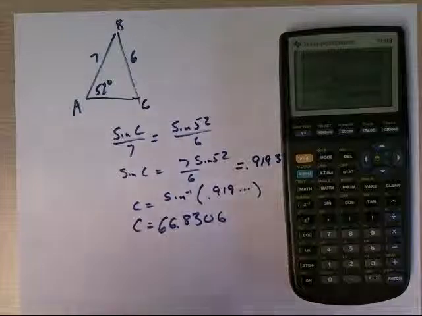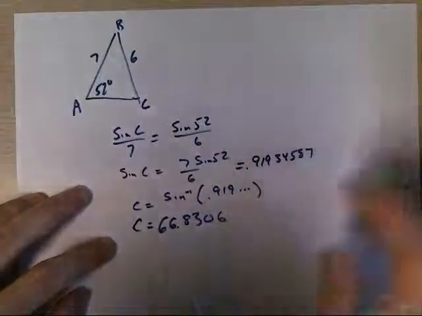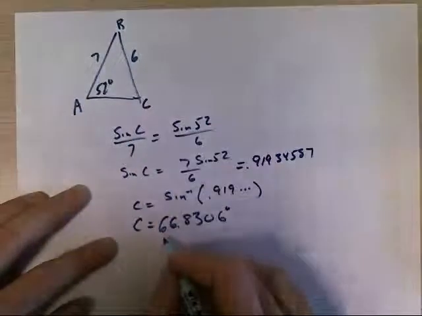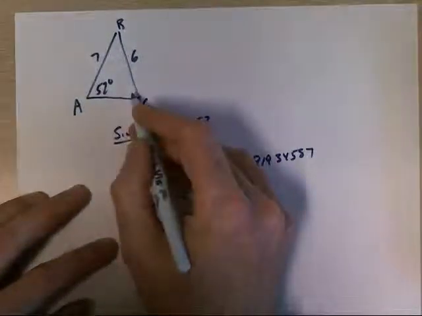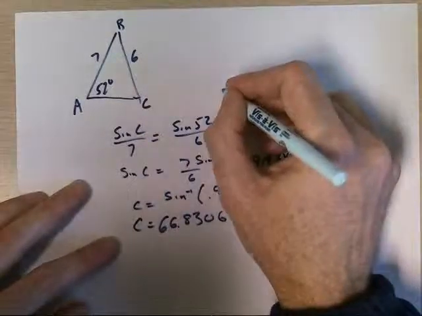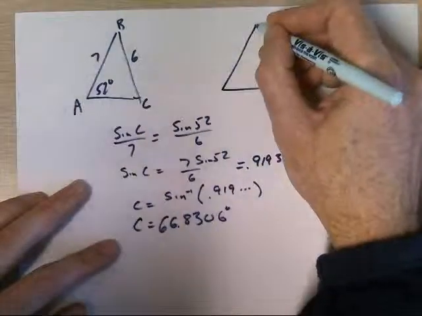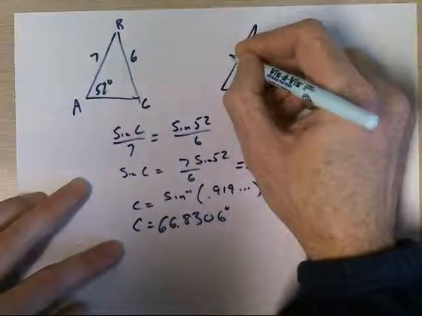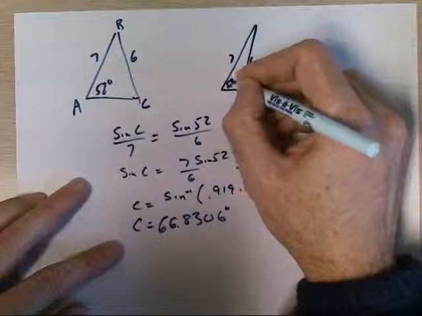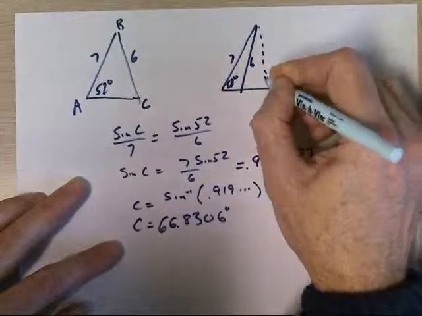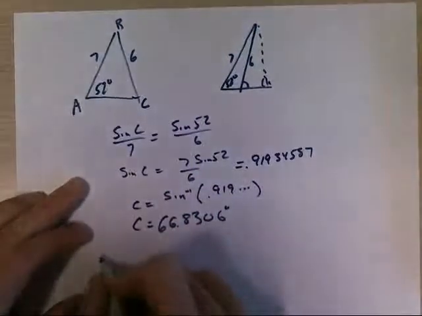Now, this is not the only solution, because this is an angle. This 66 degrees here is an acute angle. So it's probably the picture that I have drawn. However, the triangle might actually look like this, where the 6 is here and the 7 is there and the 52 is in there, and we calculated this angle over here, which is that one.